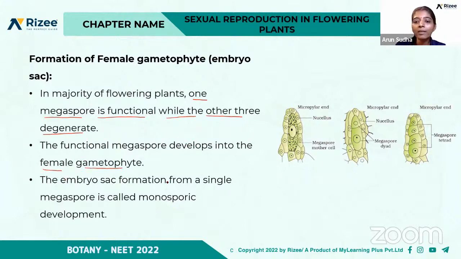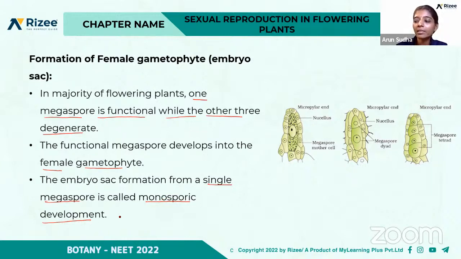So the embryo sac formation from a single megaspore is called the monosporic development. So this term is more important. Why is it called monosporic development? Because though 4 megaspores are formed, only 1 megaspore is involved in the formation of the embryo sac, right? So it is called the monosporic development. Okay, clear? So any doubts till now?